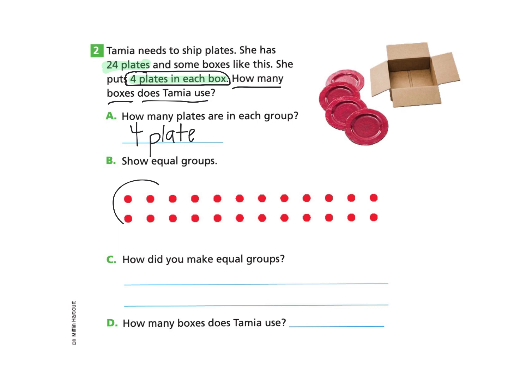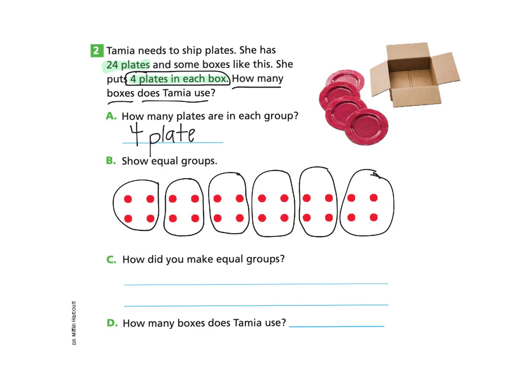Now, this is awesome. They've already drawn out 24, just like we did last time. They've already drawn this out for us, and they're asking us to put these in equal groups. So this would be a great time for you to pause and come back. What you're going to do is put these dots that represent the plates into equal groups of 4, because that's how many fit in a box. And when you come back, you will find that you made 1, 2, 3, 4, 5, 6. You made 6 equal groups.